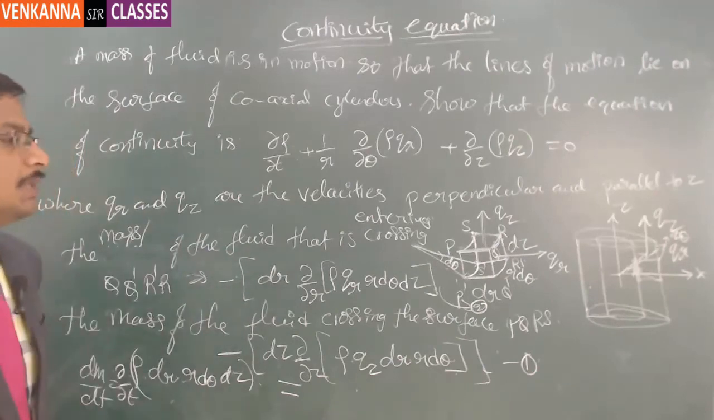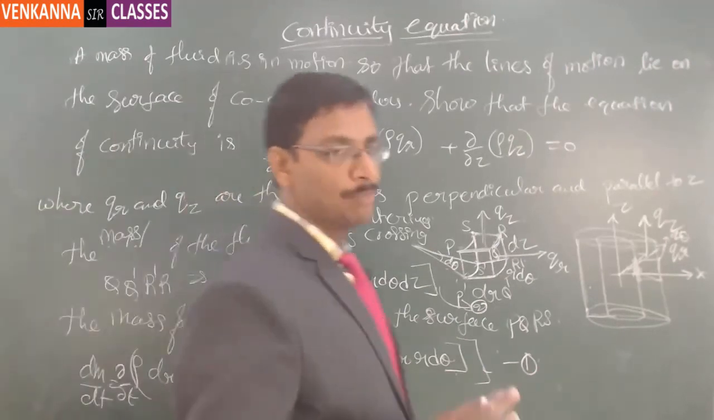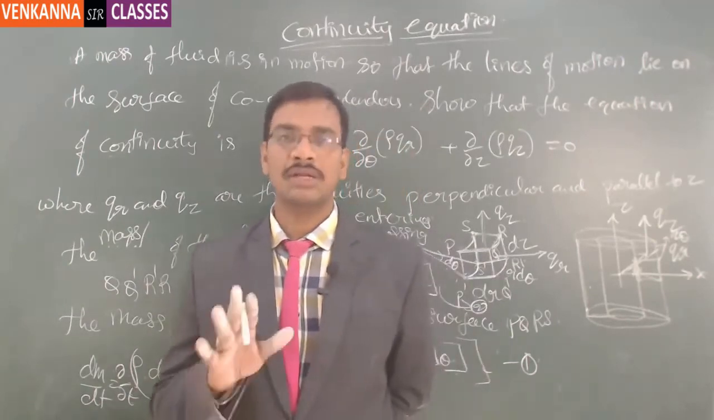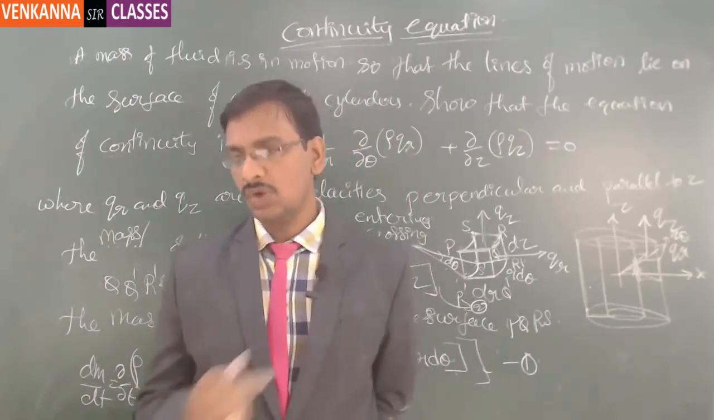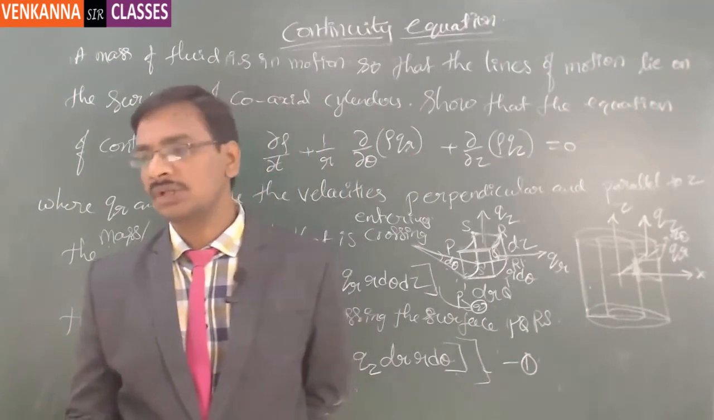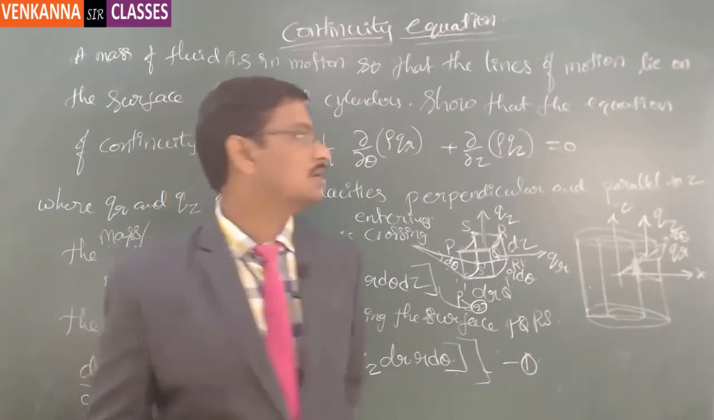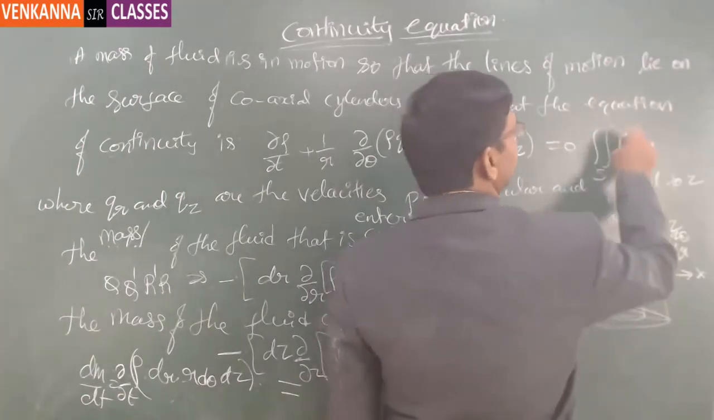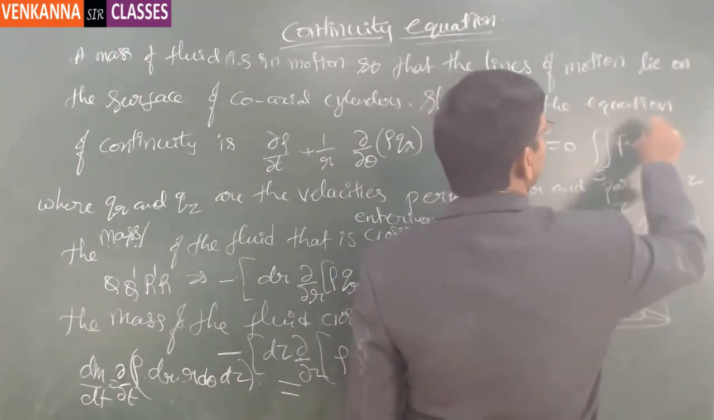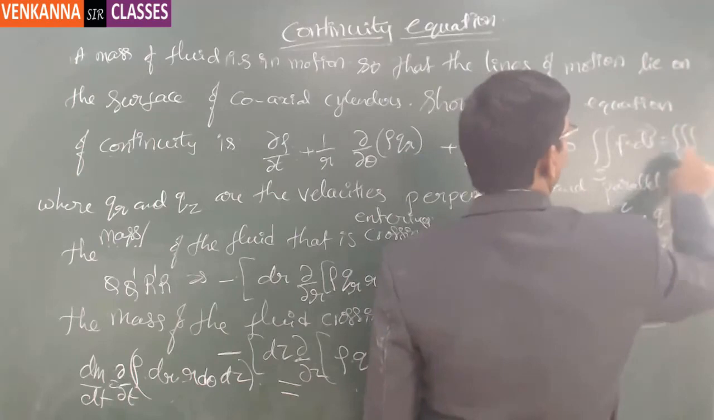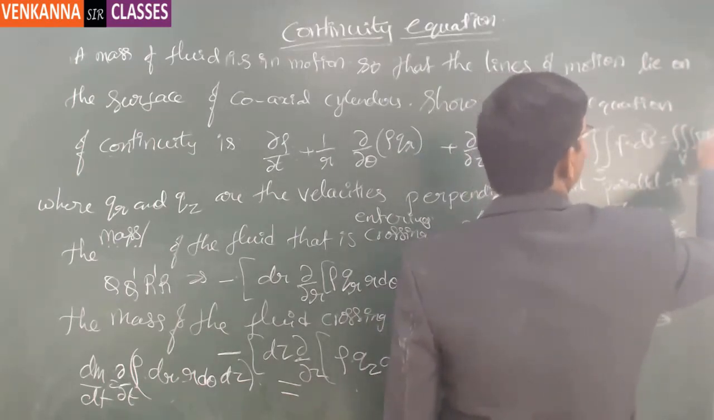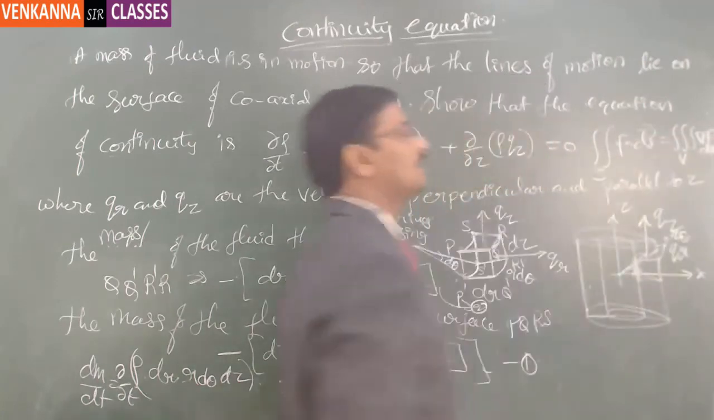So here the procedure is simple and straightforward, whatever we learned in vector calculus. That is nothing but the divergence theorem. You are applying the divergence theorem here, nothing more than that. What it says: the double integral over the surface of F dot dS is equal to the triple integral over the volume of del dot F dV. So this is the divergence theorem.